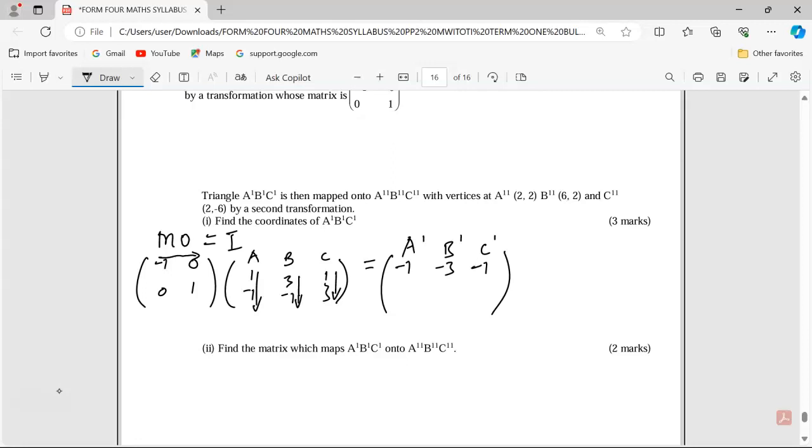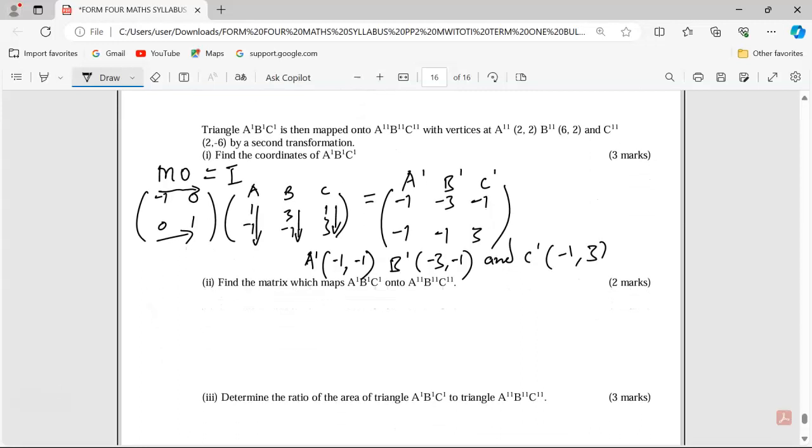Then we go to the next row, 0, 1, such that we multiply the first column. So 0 by 1 and 1 by -1, giving us -1. 0 by 3 and 1 by -1, giving us -1. And finally, 0 by 1 and 1 by 3, that will give us a 3. So now the coordinates of the triangle will be A'(-1, -1), B'(-3, -1), and C'(-1, 3). So that is the image, and those are the coordinates.